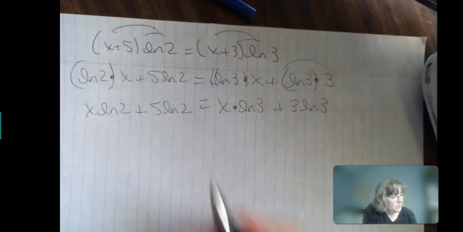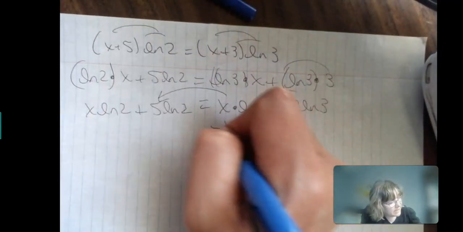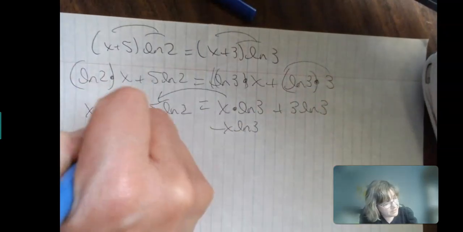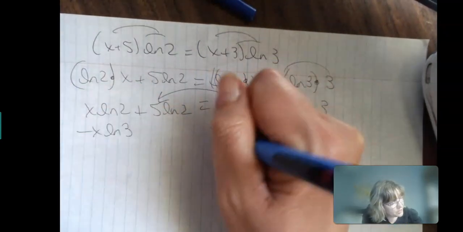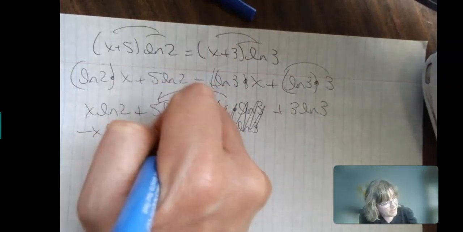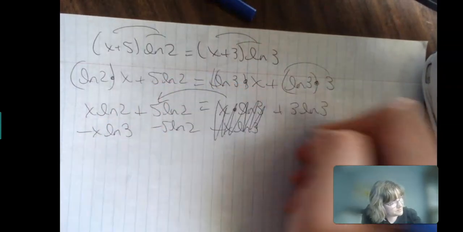Okay, I want to solve for x. So I want to bring my x's to this side. So, and again, the way you move things is with adding and subtracting. When you have adding and subtracting, I have a positive, I'm going to subtract it.